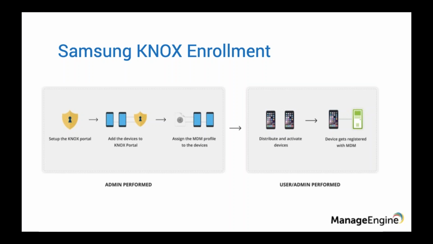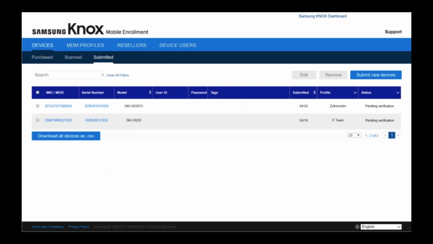So once the device is activated, it will contact the KNOX server and get all the MDM server details. This step can be performed either by the administrator or by the user himself. Once it is completed, the device gets registered with MDM. So let me show you how we perform these steps.